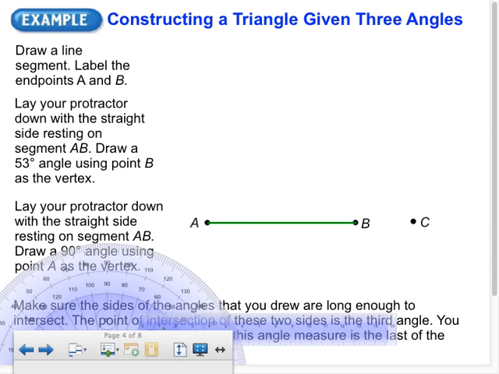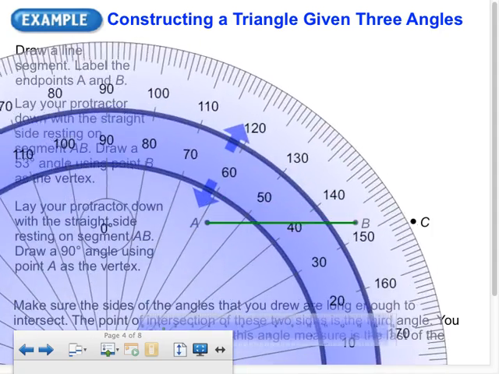All right, so the next thing we need to do, and this is why I said try to grab the protractors that were graduated for every degree, is they want us to measure off at point B as the vertex 53 degrees. So here we go. Oops.